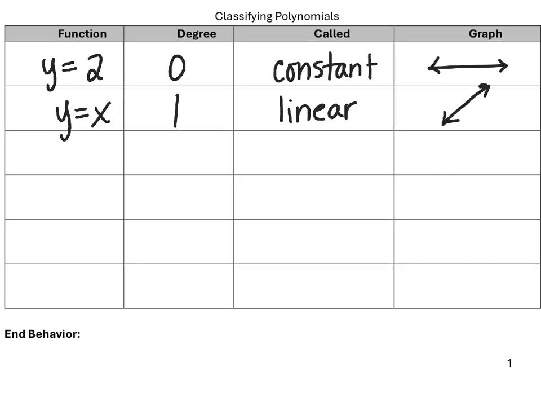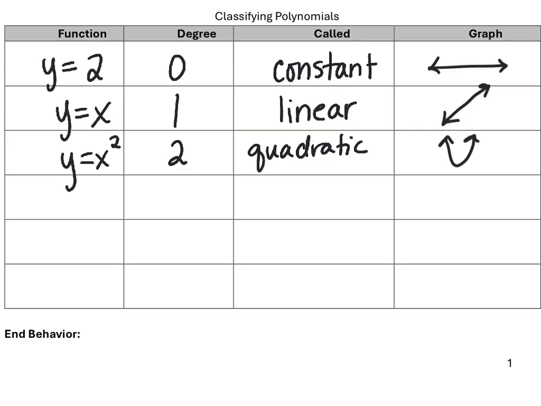Y equals x squared. Now we can see the degrees. This is to the degree of 2. How do we name this function? Anything squared is a quadratic. And its shape is a parabola. Y equals x cubed. To the third degree, we call this a cubic function. And what it looks like is kind of like an S on its side.